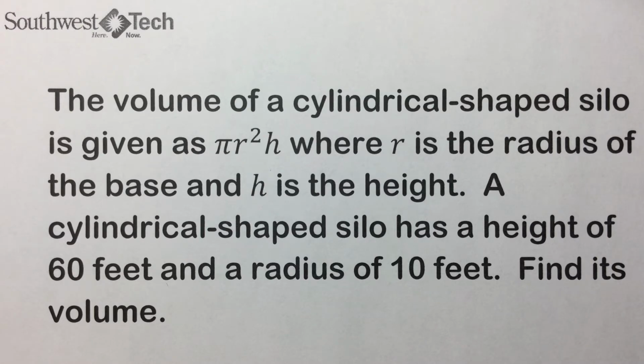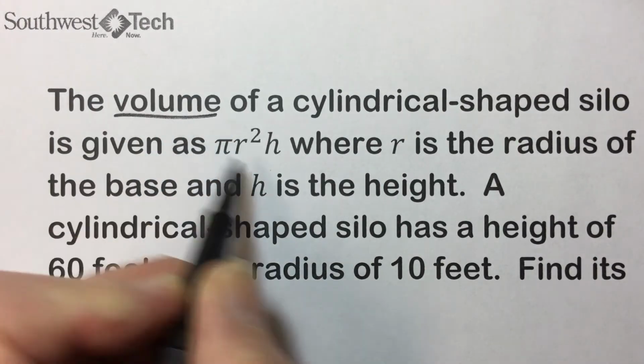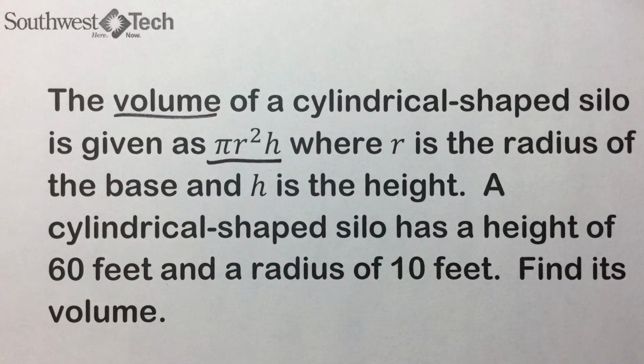The volume of a cylindrical shaped silo is given as pi r squared h, where r is the radius of the base and h is the height. A cylindrical shaped silo has a height of 60 feet and a radius of 10 feet. Find its volume. So here we're given the formula for the volume of a cylindrical shaped three-dimensional object.